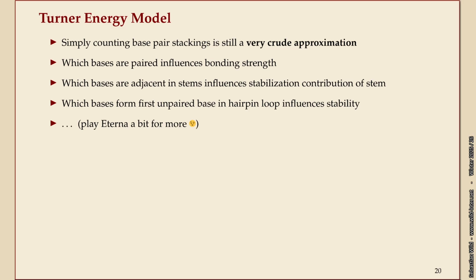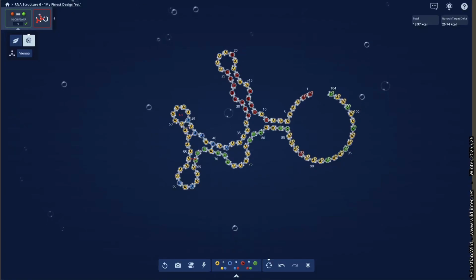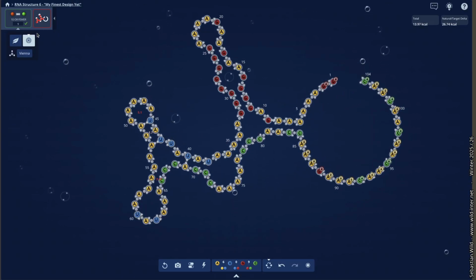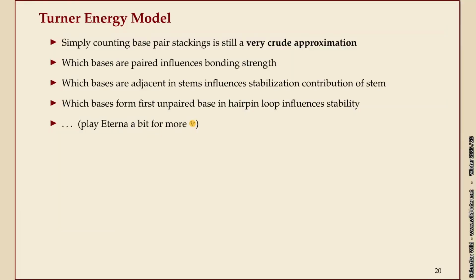Now remember what this looked like here. There were all these lovely numbers shown. Where do these come from? Obviously they're not simply counting pairs, etc., but rather they have a chemical model in mind that's known as the Turner model, because this guy owns some lab and they've done tons of experiments to figure out for all sorts of small substructures what their contribution to the overall stability of a molecule is.